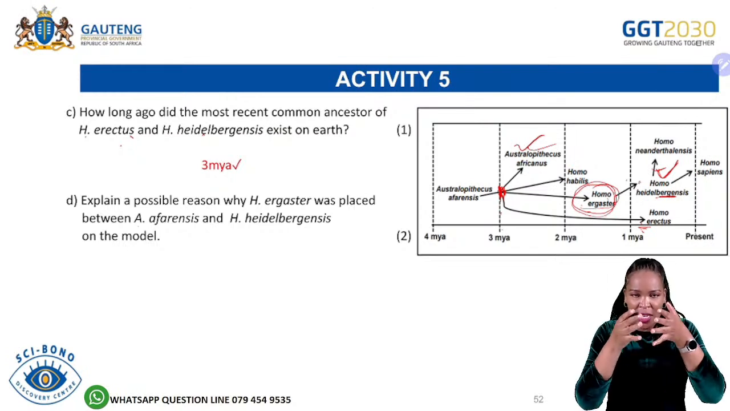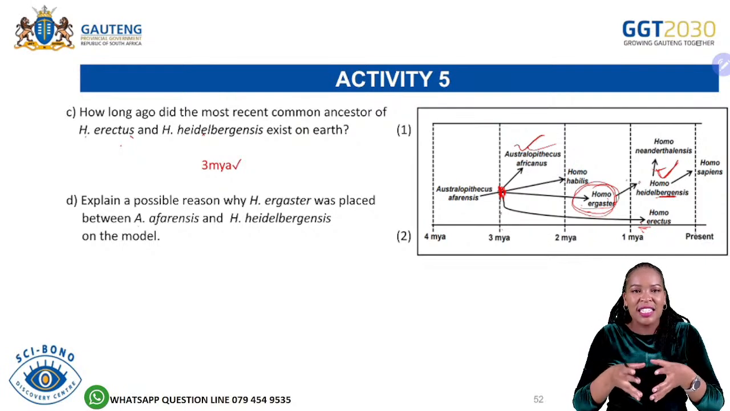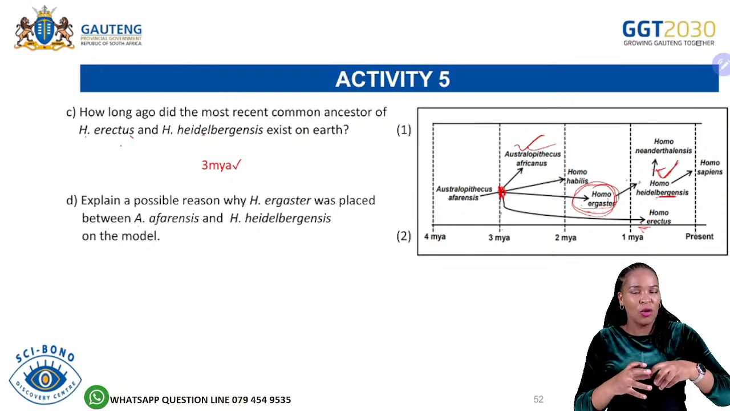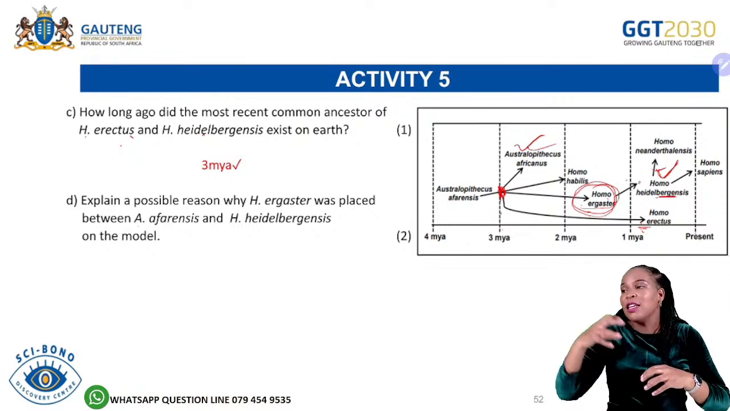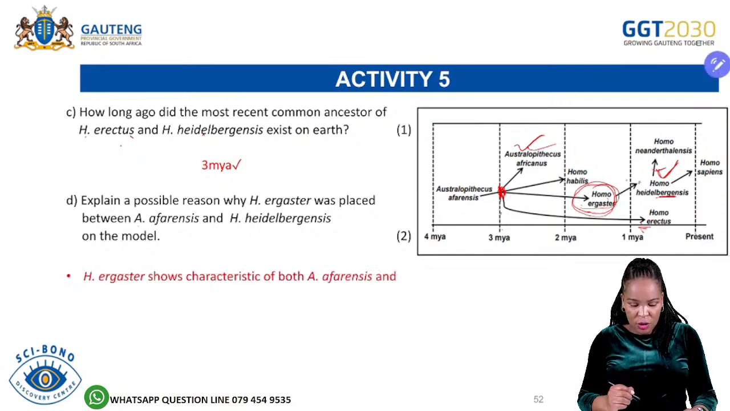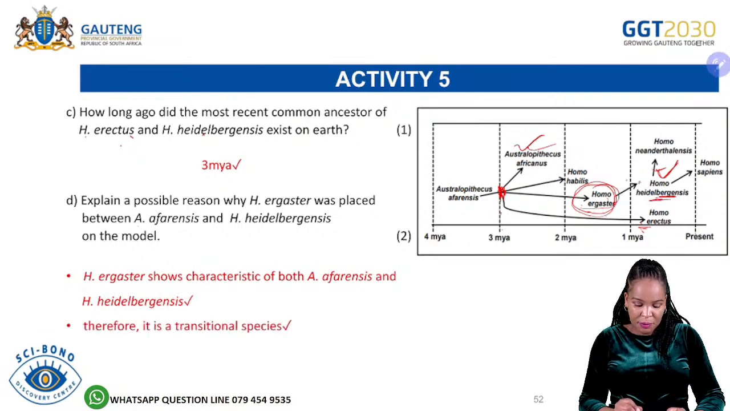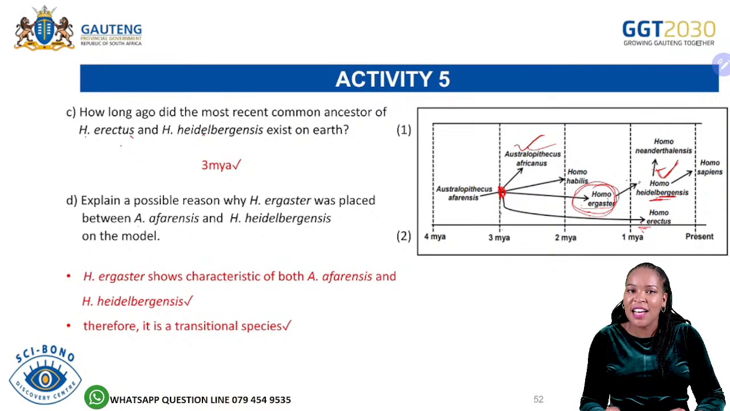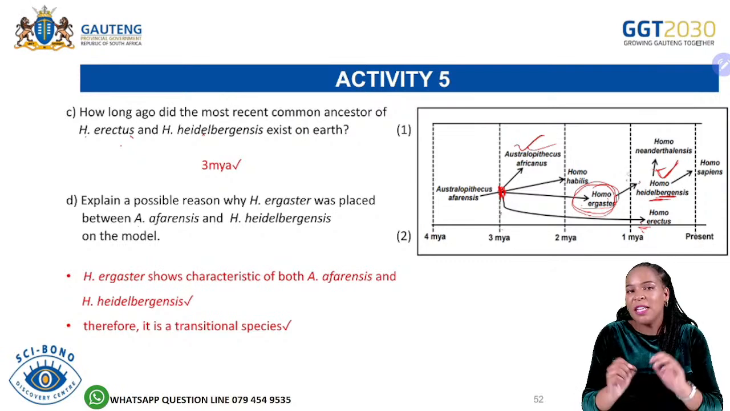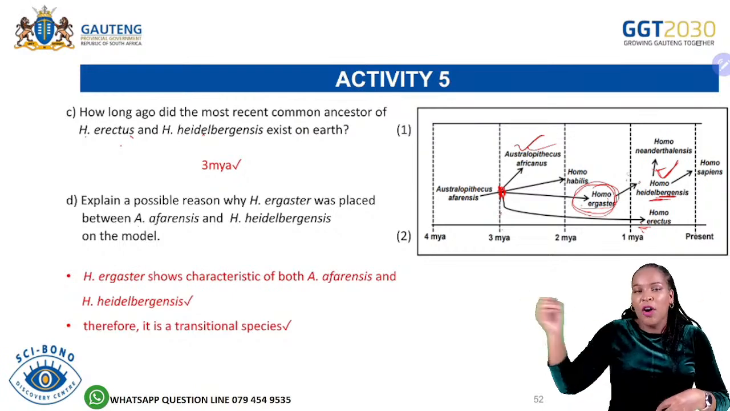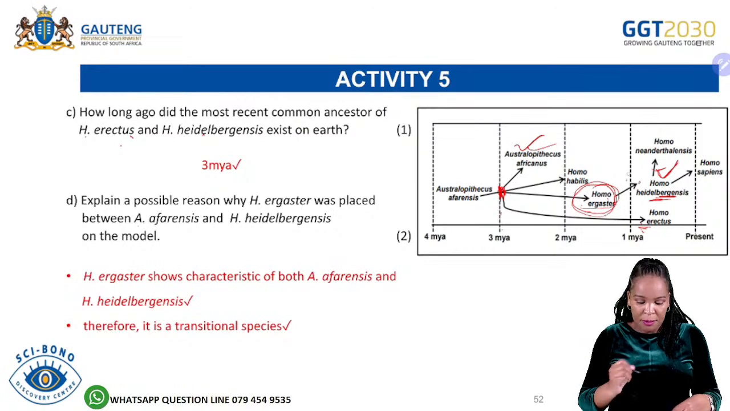If something is in between, remember your transitional species or transitional fossil, because it carries what? It has characteristics of both the previous species and the next species. So let us take a look. Homo ergaster shows the characteristics of both Australopithecus afarensis and Heidelbergensis. Therefore, it is a transitional species. So we were correct. If something is in the middle, in between, it is a transitional species because it carries characteristics of the preceding one and the one that comes after.